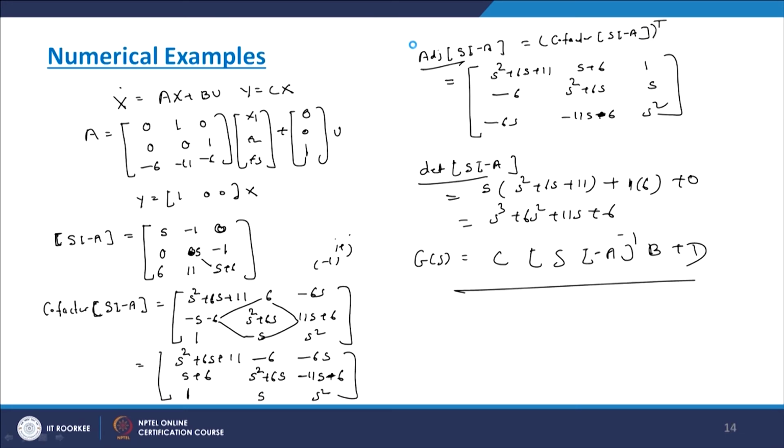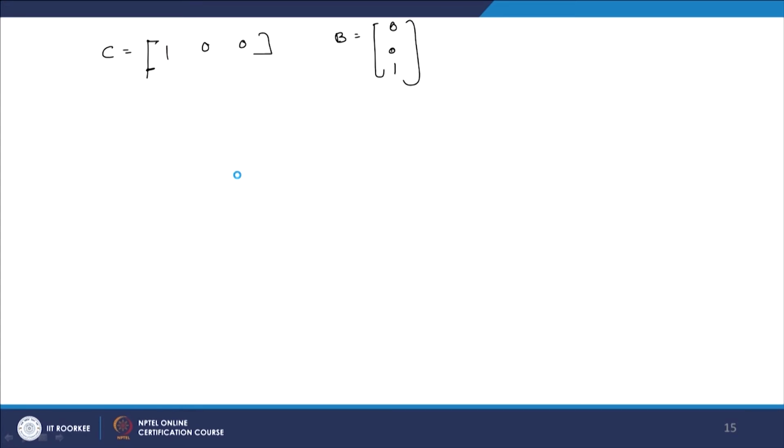C is your 1 0 0. Now, what is the value of B? B is, check it, 0 0 1. You can check this here. So, here 0 0 1 is B and this is C. So, we have written here C and B.